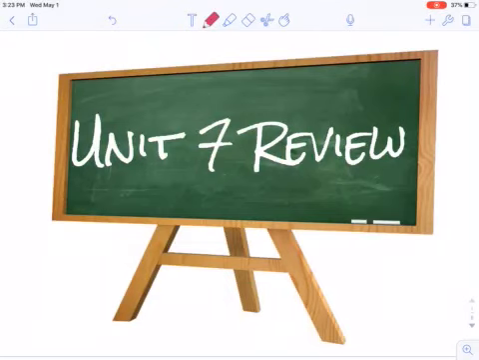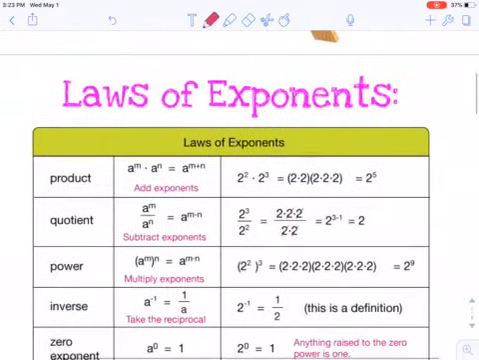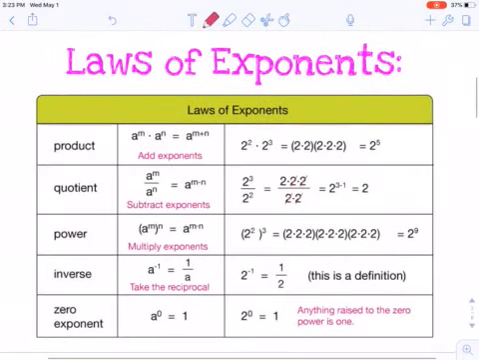So Unit 7 was all about multiplying polynomials, adding polynomials, dividing polynomials, but in order to do that, we first had to learn about the laws of exponents. So here's a quick little summary of the laws of exponents. If you want to pause the video and review these, you can.